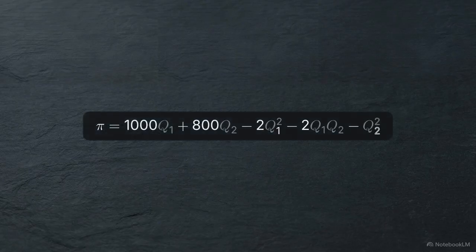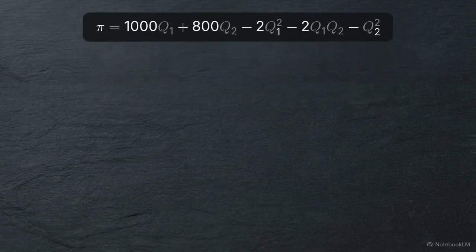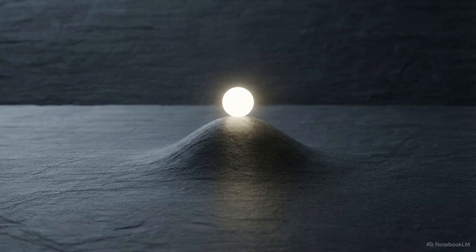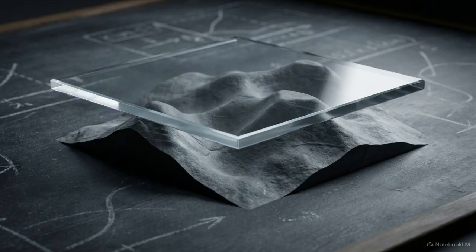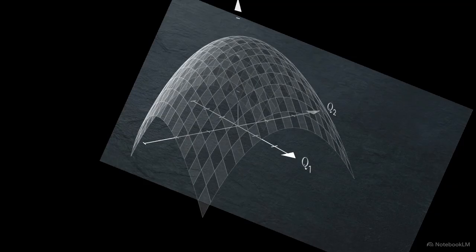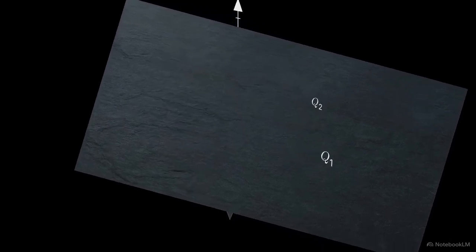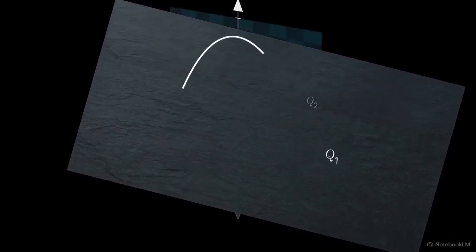Let's examine an unconstrained multivariable profit function. Here, a firm's total profit, represented by the symbol pi, depends on the production volumes of two distinct products, Q1 and Q2. To find the absolute peak of this function, we apply the first-order condition. This involves finding where the slope of the surface is exactly zero. Because we have multiple variables, we use partial derivatives, which requires isolating one variable's rate of change while treating the other variable as a frozen, static number.